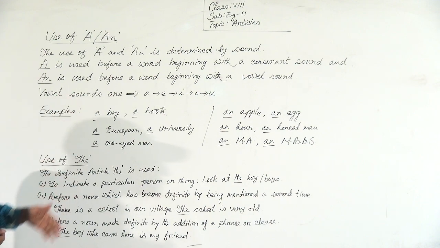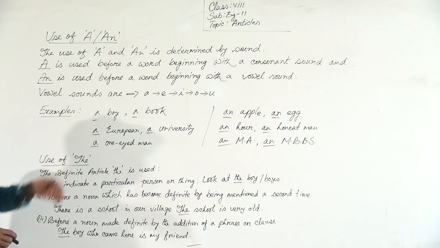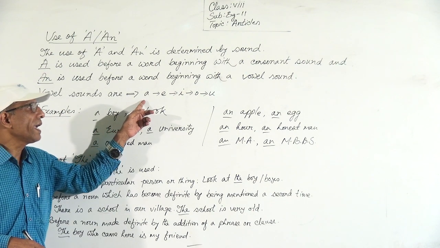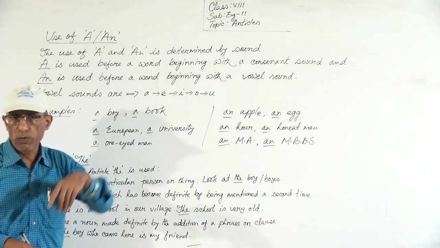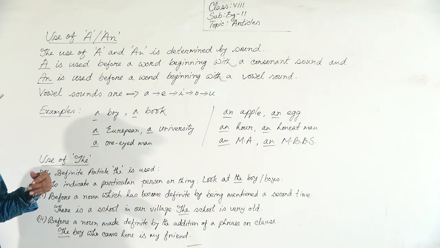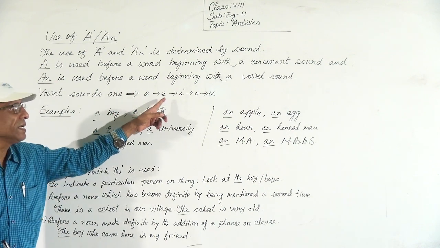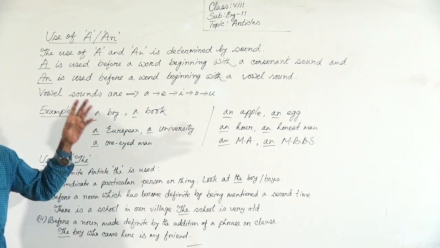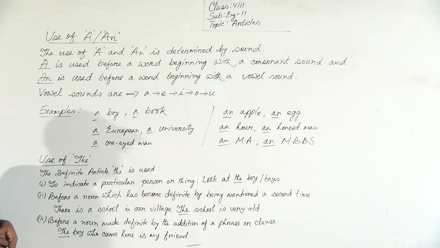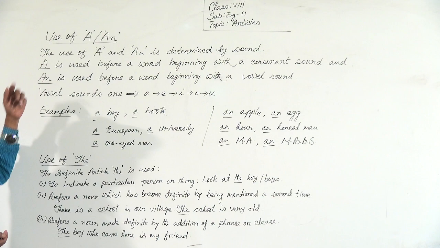What are vowel sounds? Vowel sounds are five, and they are a, e, i, o, u. These five are vowel sounds. If you see a word beginning with a vowel sound, then you have to use an. And if you see a word beginning with a consonant sound, then you have to use a. This is the general rule.